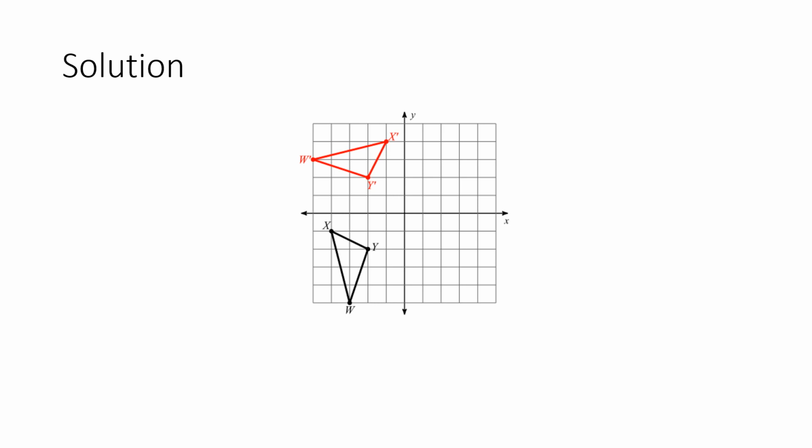In the question given, pre-image triangle WXY rotated clockwise. When we rotate the triangle WXY clockwise, we get the image in red, the triangle W prime, X prime, Y prime.